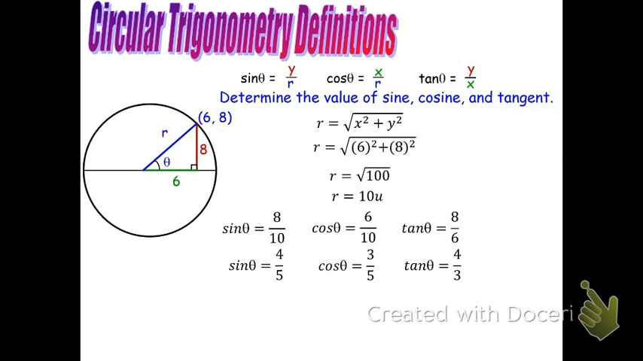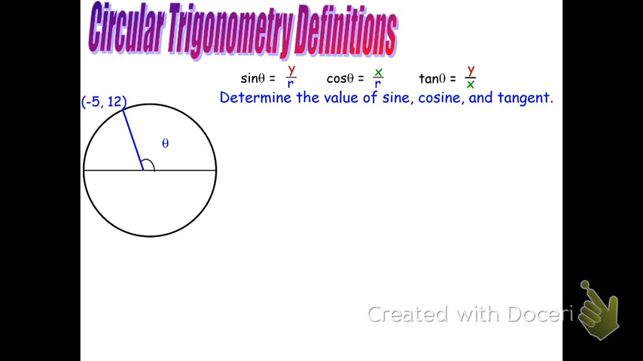Now let's look at an example where the coordinate, rather, is not in quadrant 1, where we've rotated the angle beyond 90 degrees. Now in this example, we have the point (-5, 12). This is in quadrant 2. So with the coordinate (-5, 12), let's go ahead and draw on the reference triangle. We see that we are 5 to the left, and we're up 12. Again, I don't know the radius, so I'm going to begin with that.